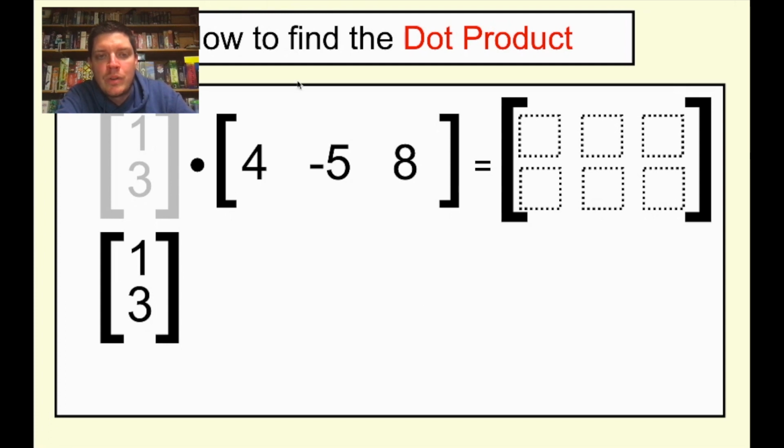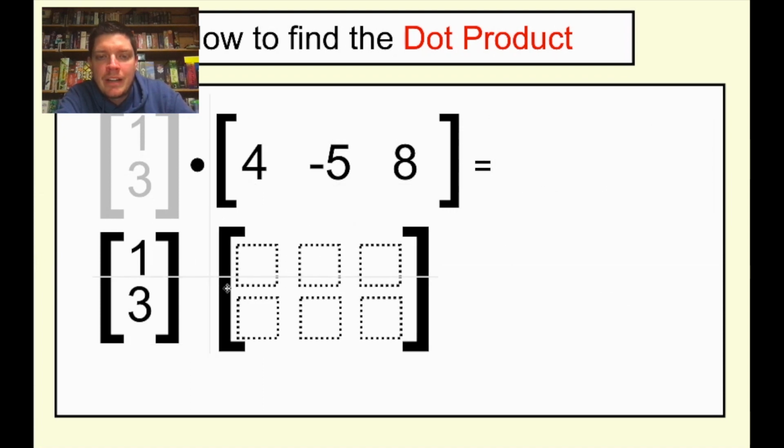Notice 2 rows, 3 columns. So my answer is going to be right here. Okay, this one's going to be a lot easier than the last one. I actually started with the toughest one because I wanted to stretch your brain. So here we go. We're going to start by finding this number right here. We're going to use this column. We're going to use this row.